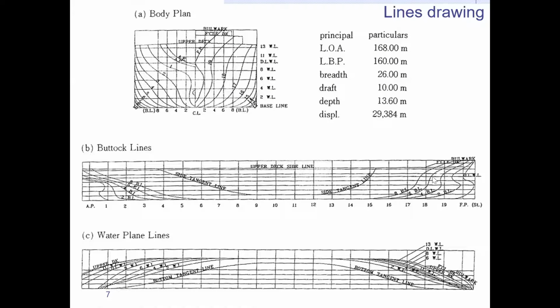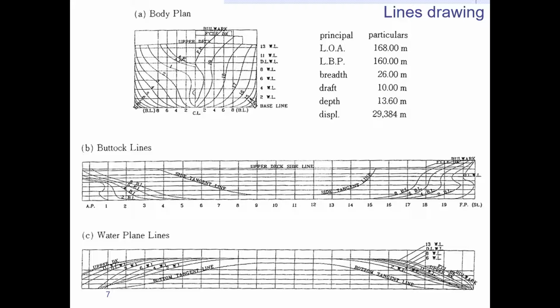And this is a sample of a lines drawing. So you can say that only the outer skin of the ship is drawn here. And at the bottom, we can say these are the water plane lines. It is a top view. Top view means above the ship, you look down on the ship. But only half of the ship is drawn. So if you double or mirror these lines to the other side, then you can see the whole shape of the water plane area.